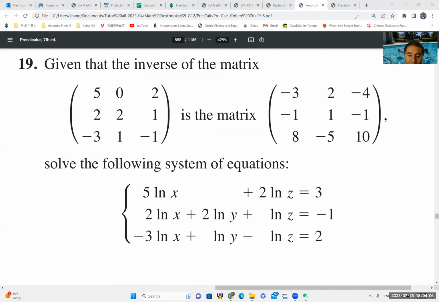So first you just take ln of x as the variable. How about we call it m? Then this we call n, and this we call k, right? Then it's like our regular system of linear equations, right? Yeah, now you need to solve it first.